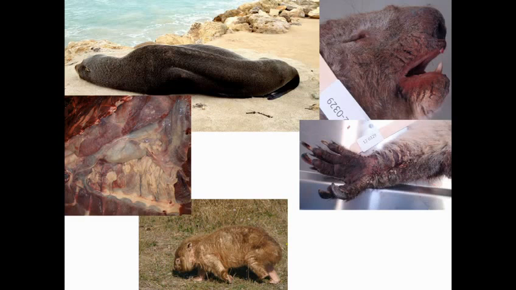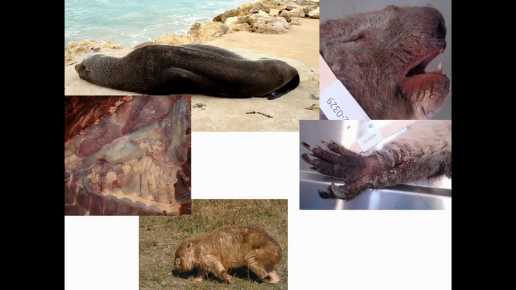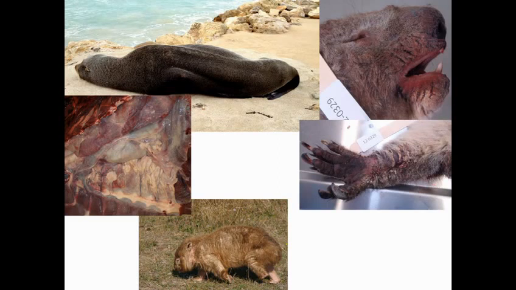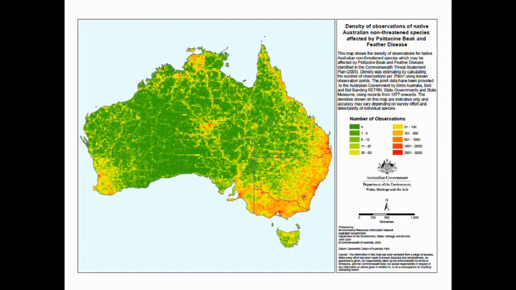And this is a common wombat from the southeast. People contact me and send photographs of diseases that they see. So it's a great opportunity to gather all this sort of information. And this just gives you an overview of beak and feather disease, which has a threat abatement plan associated with it. So it's a disease that occurs in a variety of different cockatoos, ravens, pigeons, and even some passerines as well.